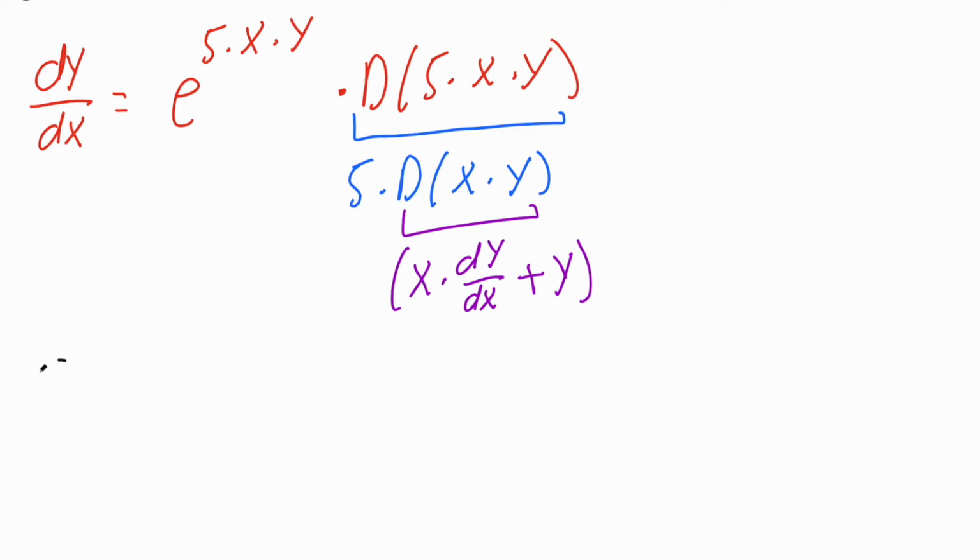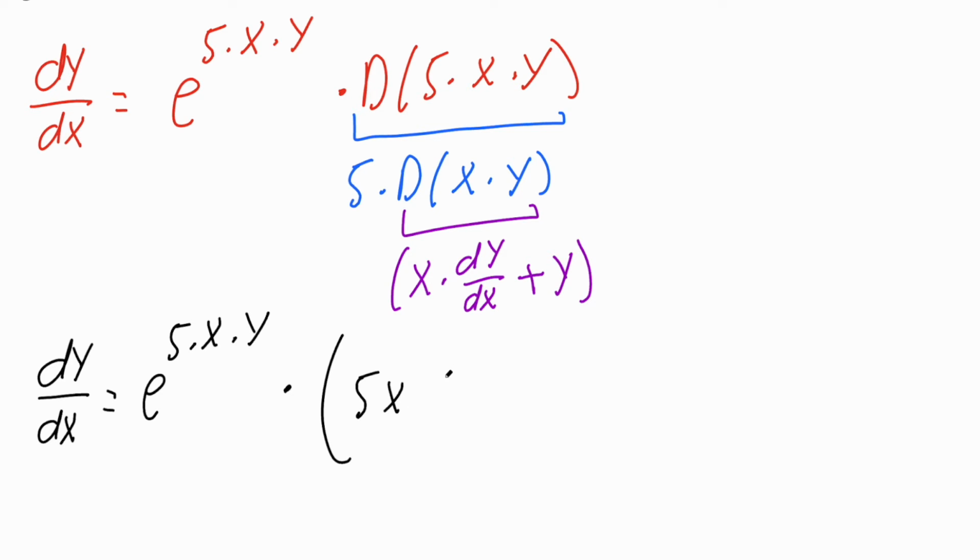Alright, let's rewrite this a little bit. So we have dy over dx, this piece here, is equal to e raised to 5 times x times y. So let's write that down. e raised to 5 times x times y times, let's do our parentheses. So we have 5 times x times dy over dx. So let's write that down. 5x dy over dx plus we have 5 times y. So we have 5y, close parentheses.